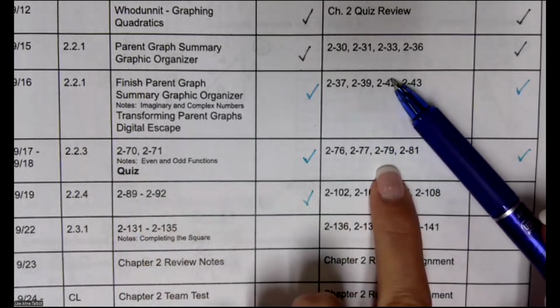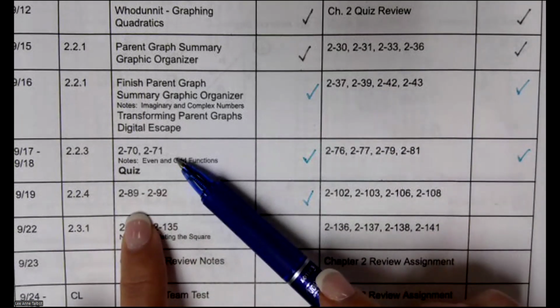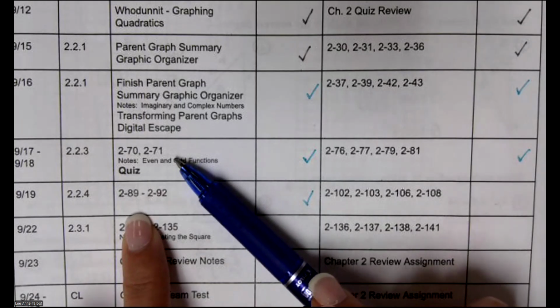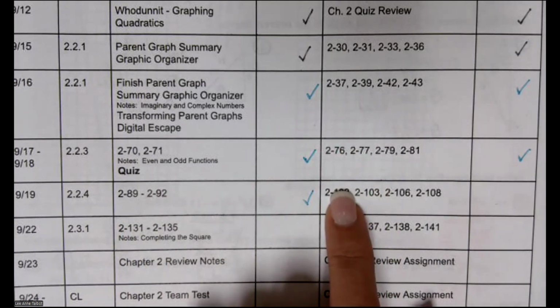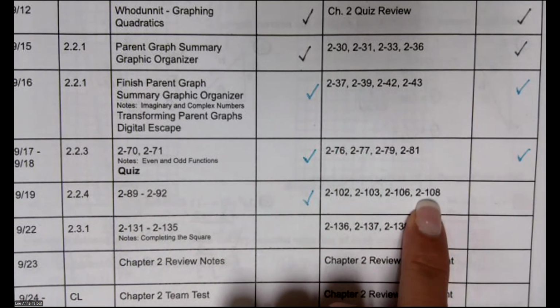Okay. Then these 2 homeworks and these 2 notes. Remember number 70 is in the packet. It's the highlight page with the columns. Homework is 102, 103, 106, and 108.